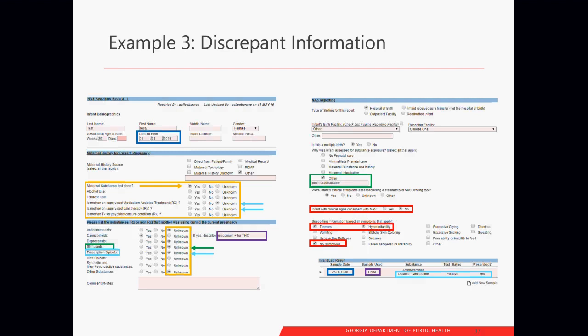And then the last part is just the red boxes all on the right, and that has to do with signs and symptoms. Hopefully this is something, once again, we can improve with better logic checks. However, you can see in this scenario that there are discrepant answers about whether or not the infant actually had signs and symptoms.